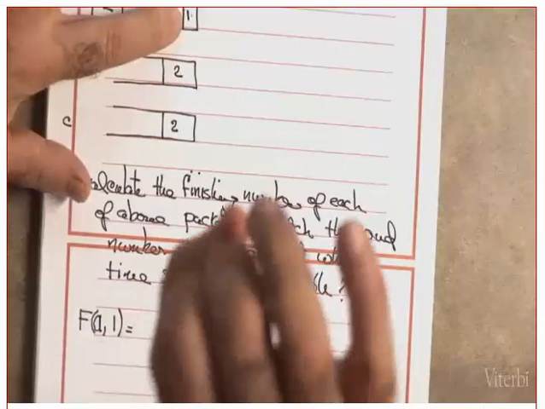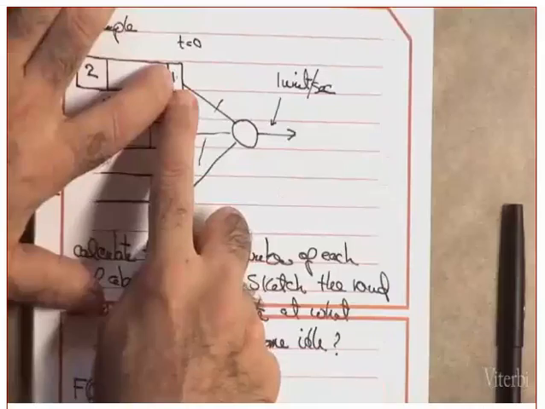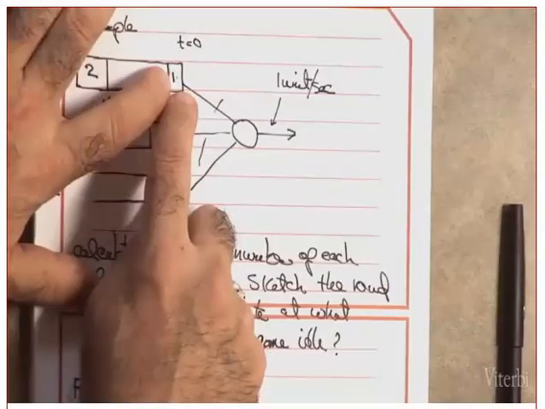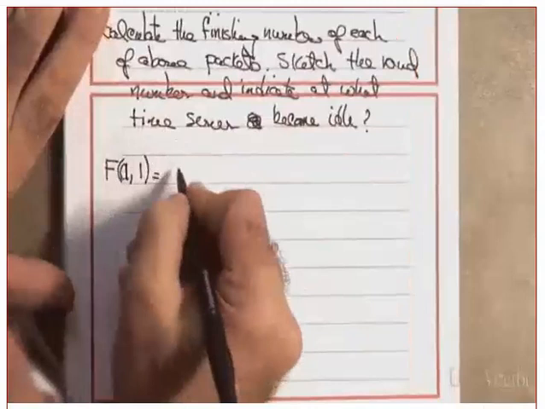When the round number is the same as the finishing number, that means what? That packet will exit. Did you get this or not? Who exits here? A packet. A1 exits. Why? Because it has reached its finishing number. Did you get this or not? Yes or no?